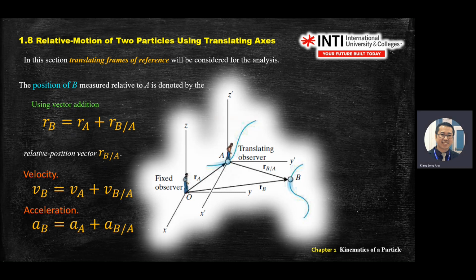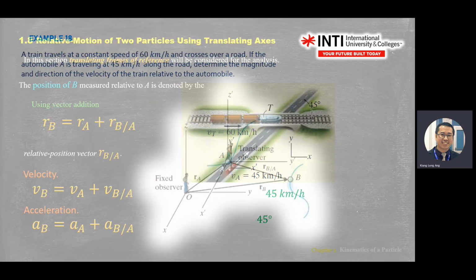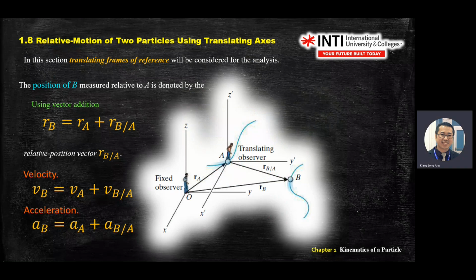Make sense? Okay. Let's look at how we apply the vector equation.